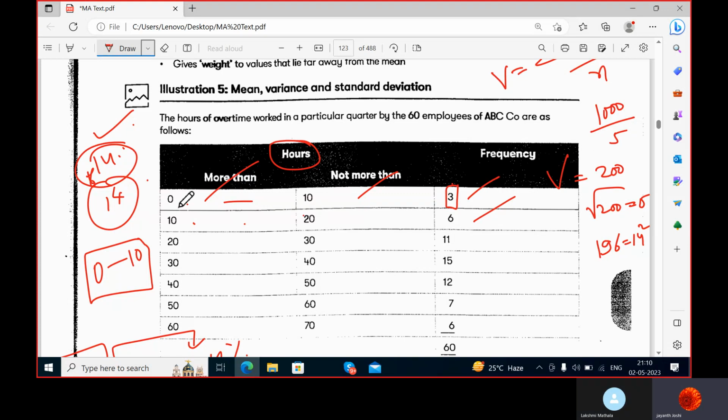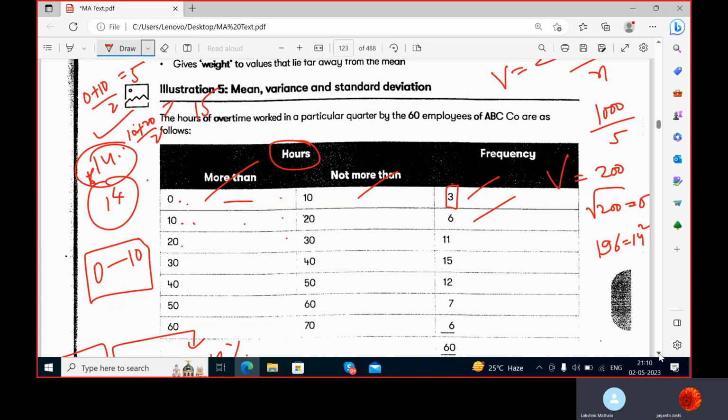So can we take 0 to 10, 10 to 20, 20 to 30 as class intervals, and find out the observation of this? How will you find that? Midpoints: 0 plus 10 divided by 2, you will get 5. 10 plus 20 divided by 2, that means 30 by 2, 15. Am I right or wrong?